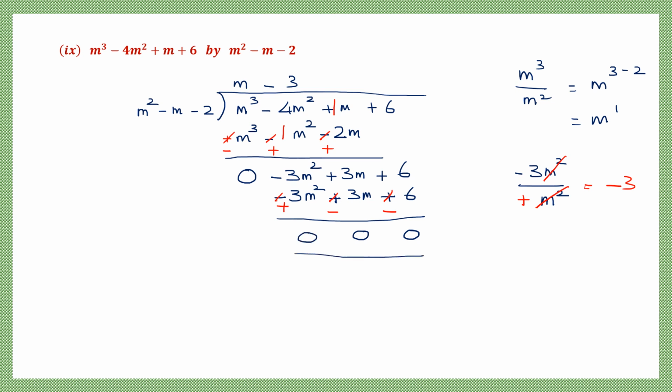So we go back to the quotient, which is our answer, and our quotient is m minus 3. So our final answer to this question is m minus 3. So with this, children, we come to the end of this exercise. Thank you, children.